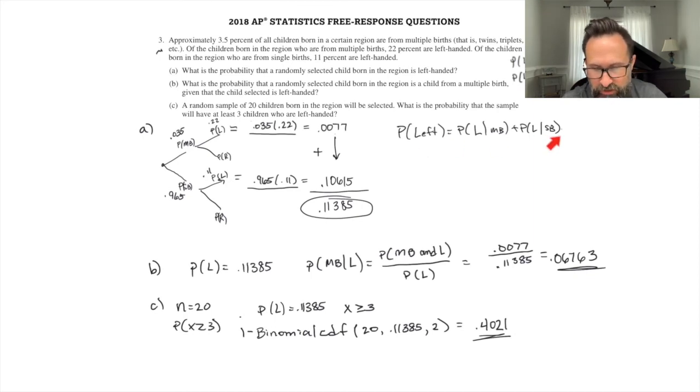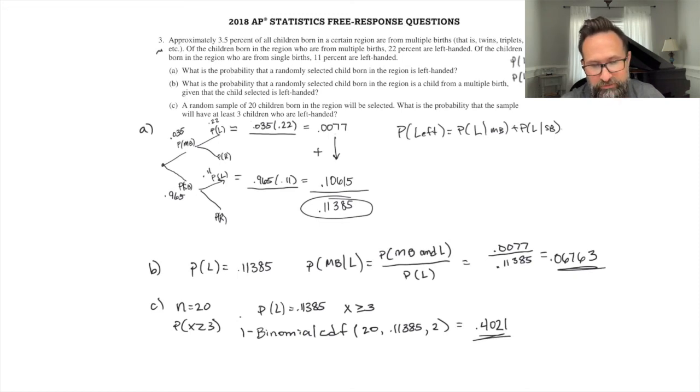The rule that we're really following is this one right here. The probability of being left-handed would be the probability of being left-handed given that you're from multiple births, plus the probability of being left-handed given that you were from a single birth. I needed to find those two probabilities and then add them together. We multiplied those two values together to get 0.0077, and then these two values to get 0.10615. Adding them together gives me the total probability of being left-handed, because "or" indicates the addition rule. When we added them up, we got 11.3 or 11.4% of the people are left-handed.